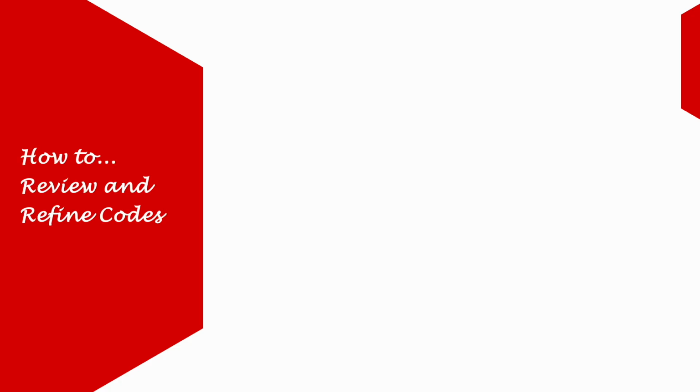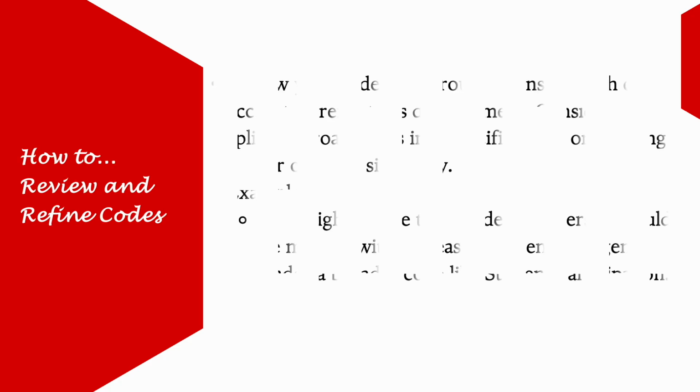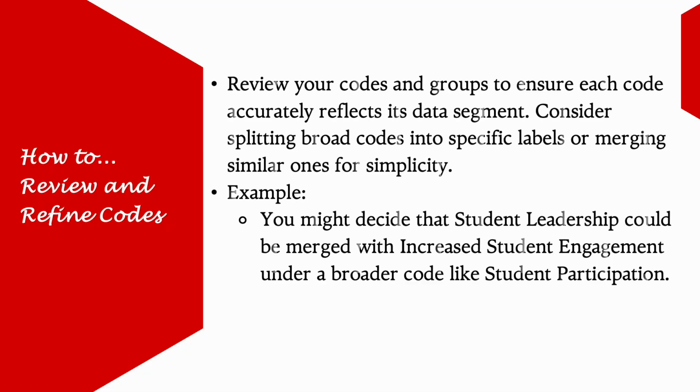How to review and refine codes? Go through your codes and groups again. Make sure that each code accurately reflects the data segment it labels. Consider whether any code needs to be split into more specific labels or merged for simplicity.